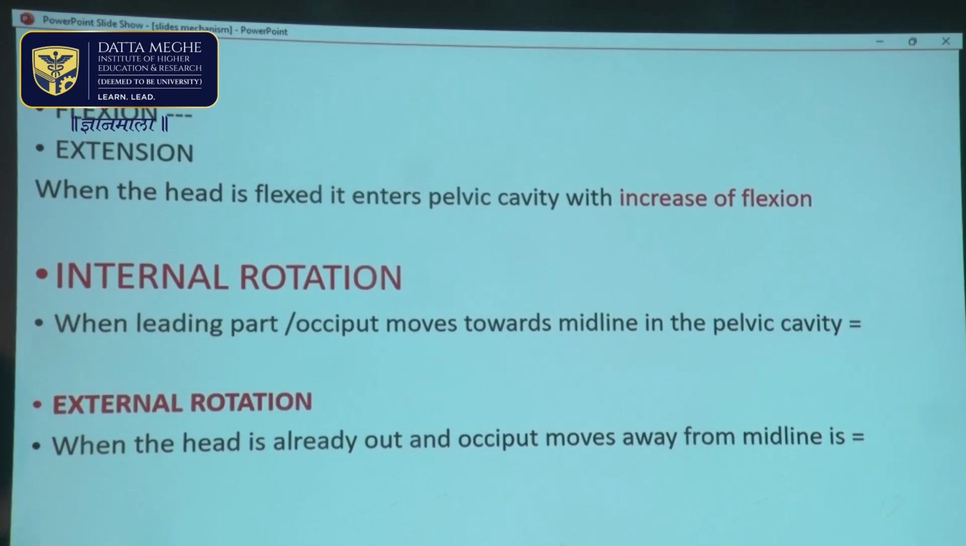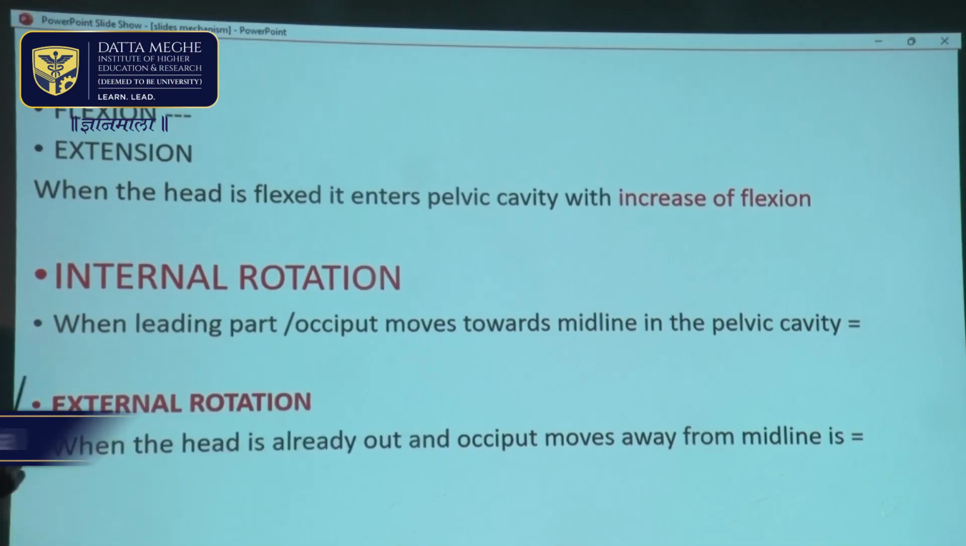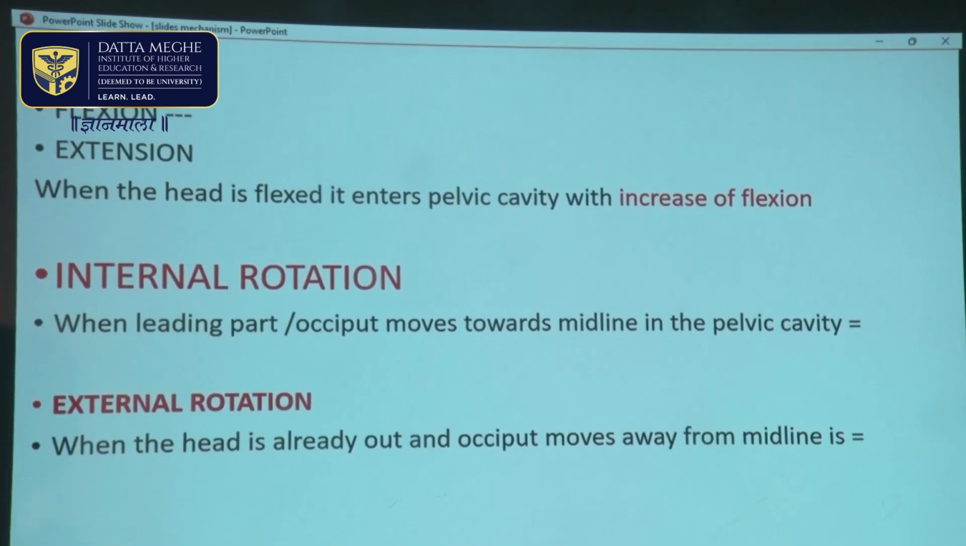Okay. So, the second movement is internal rotation of the leading part. So, what is the leading part here? Occiput. So, what part will rotate? Occiput. With that, the occiput will be below the pubic symphysis. What do you understand by internal rotation? When the occiput or the leading part moves towards the midline is internal rotation.